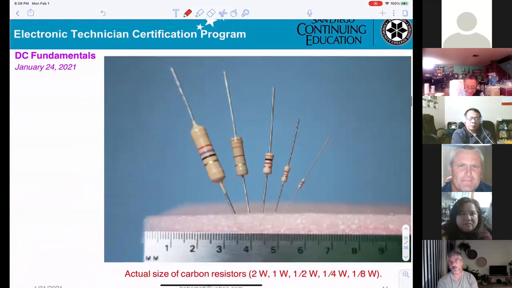This will give you a little more picture on the resistor here. The bigger size will handle more power, more watts. They can give you 2 watt or 1 watt or 1/2 watt, quarter watt. That means the small size handles less current. If you connect more current, it will be burned out.